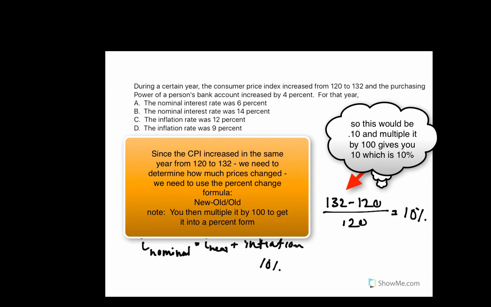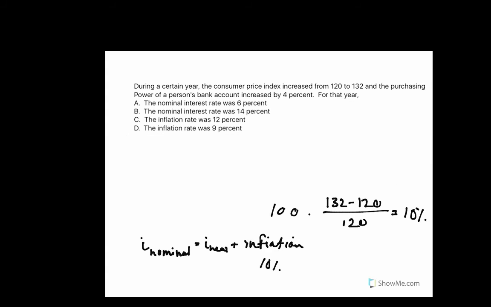And when it says that the purchasing power of a person's bank account increased by 4%, that's telling us something about the real interest rate, right? Because if a person puts a certain amount of money in a bank, and then the next year they can buy 4% more with that amount of money than they could before, that tells us that the real interest rate has gone up by 4%. So the real interest rate rather is 4%, because the value of what they have has gone up by 4%, which tells us that the nominal interest rate must be 14%, which is B.